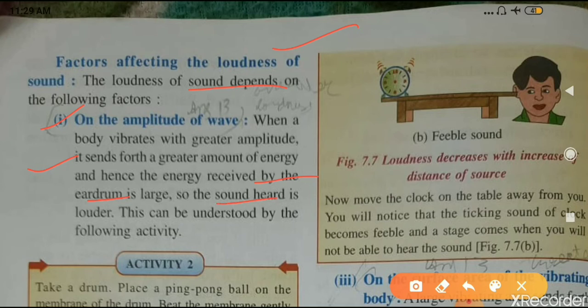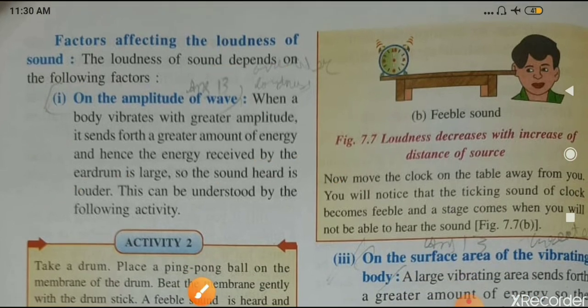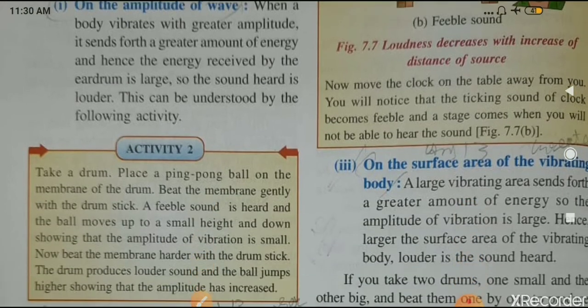So the sound heard is louder. It means when a body vibrates with a greater amplitude, it sends a greater amount of energy to the nearby particles, and when it reaches our eardrum, the energy received by our eardrum is large, so the sound heard is louder. As we have seen in the example, when we beat the drum harder, it produces greater amplitude, and because of that greater amplitude, we hear the loud sound of the drum.